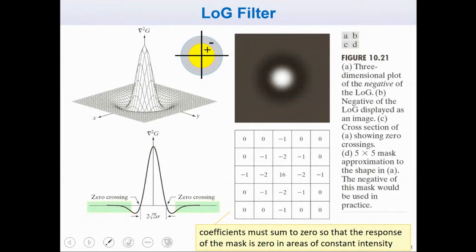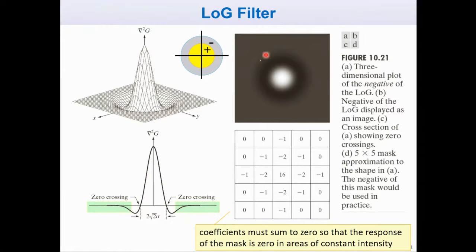Let's look at how the Laplacian of Gaussian looks. As we said, this is a 3D operator. Until here, those are the positive values, and over the outer side, those are the negative values. So that's basically the Laplacian of Gaussian. Again, to be technically correct, that's the negative of the Laplacian of Gaussian.